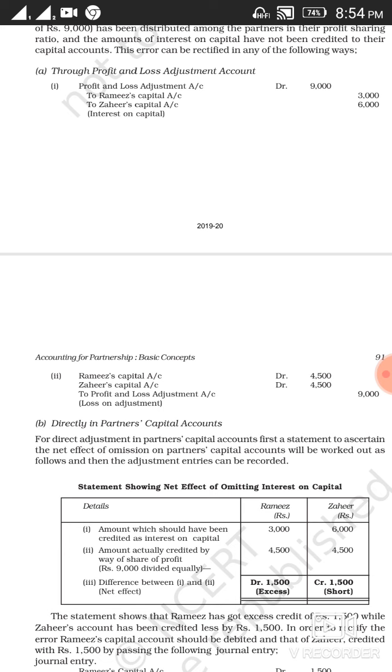So with the help of this, you can make out your adjustment entry, and your adjustment entry will be Ramesh's capital account debit 1500 to Jahir's capital account 1500, and the narration will be adjustment for interest on capital made through partner's capital account. So this is how the adjustment entry is done in the concerned partner's capital account. So you can do your adjustment entry either way. You can do it with the help of profit and loss adjustment account, or you can do it directly in partner's capital account.